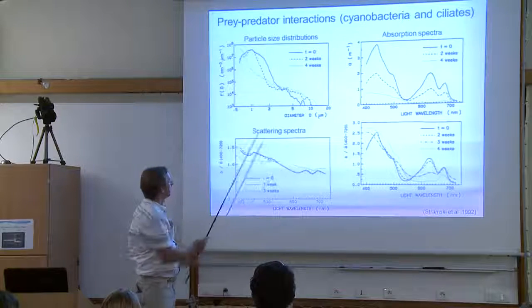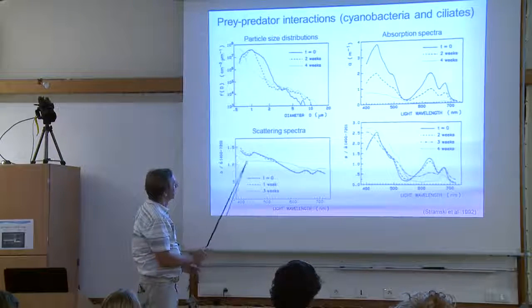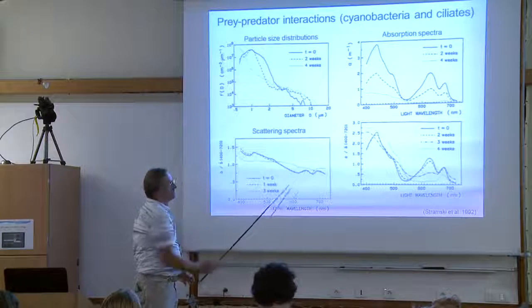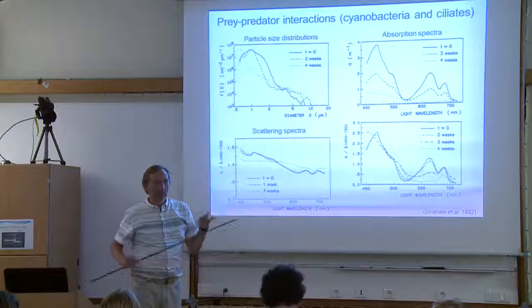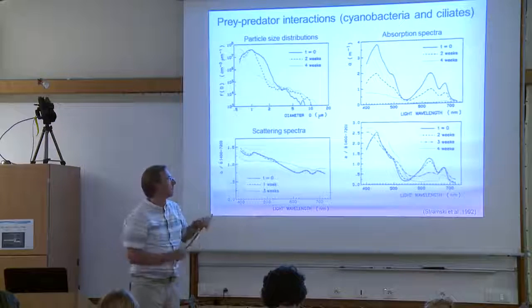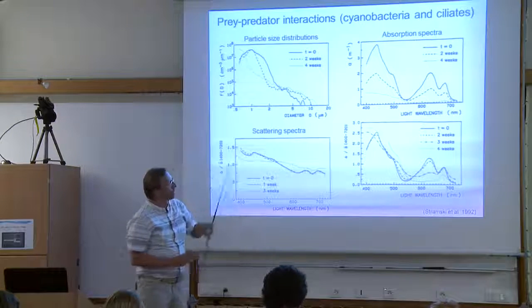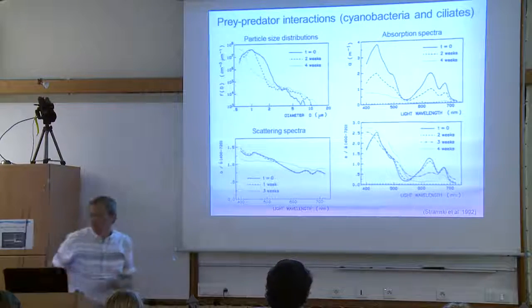These are some other things related to scattering spectra, how they got flatter at the end of the experiment. It means that a larger proportion of larger particles is contributing to the spectrum at the end of the grazing experiment.